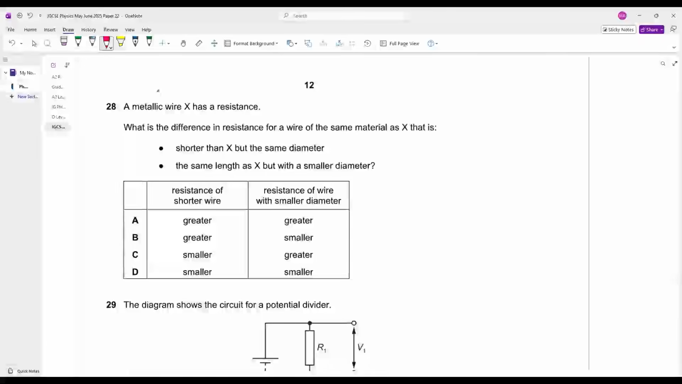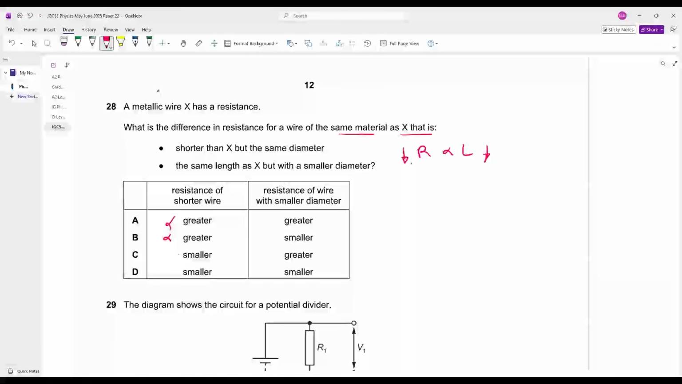A metallic wire X has a resistance. What is the difference in resistance for a wire of the same material as X that has a shorter length but same diameter? What do we know? Resistance is directly proportional to length. If you decrease the length, resistance decreases. So options A and B cancel out. Resistance of shorter wire will be smaller.